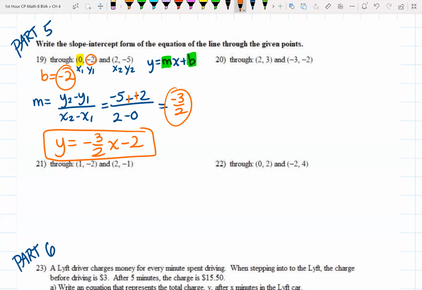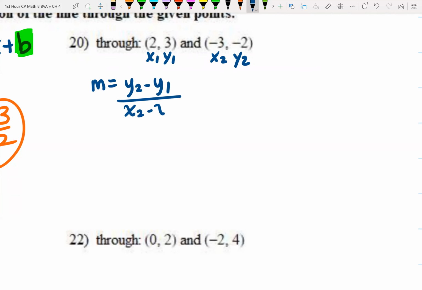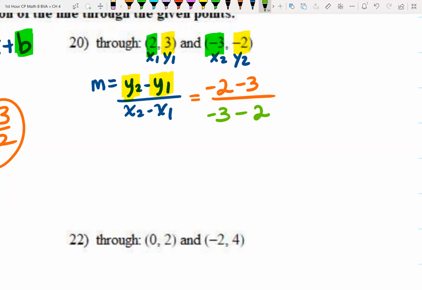Jump over to number 20 with me, and let's go ahead and find the slope and y-intercept here. Neither point is the y-intercept. So let's start with the slope. Label those points. Make it easy on yourself. Write down the slope equation. And now plug each one of these where they belong in the slope equation. Here we go. -2, take away 3, over, let's do the x values now. -3, take away 2. We end up with a -5 over a -5. And that equals just 1, or 1 over 1.